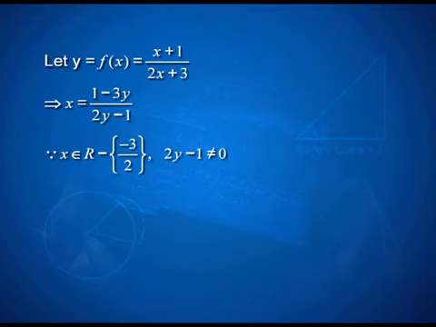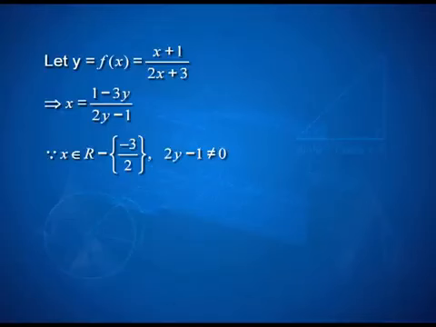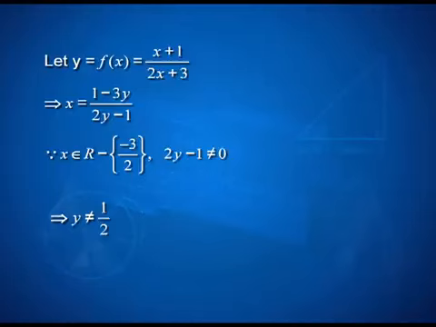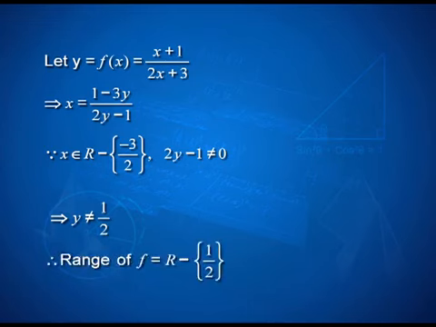Therefore, the right hand side must also be a real number. That means, the denominator in the right hand side, which is 2y minus 1, should not be 0. Isn't that so? And therefore, y cannot take value 1 by 2. Other than that, there is no condition on y. So, the range of f turns out to be all real numbers except 1 by 2.